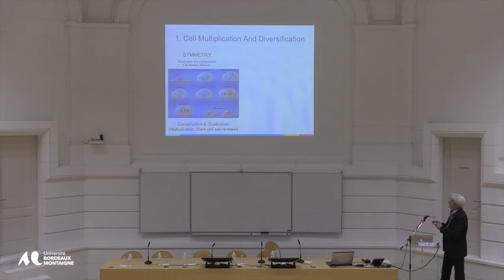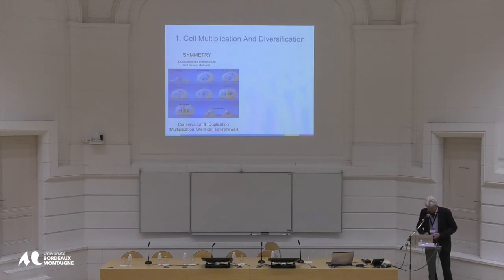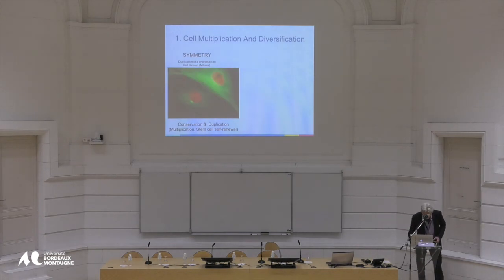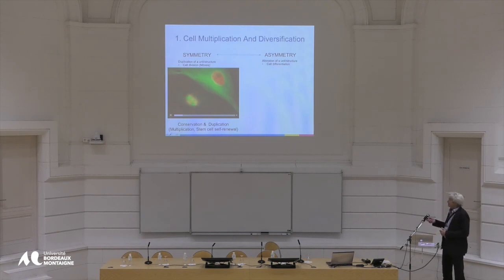So the symmetrical element in the duplication of a structure is simply mitosis. There you have a cell which goes through a complicated series of events to, at the end, generate two different cells. This process is essential for the conservation of species, for the duplication of cells, for the generation of multicellular organisms, and of course, particularly for the self-renewal of stem cells, which are also at the basis of the body. To give you a quick example, it's just to illustrate how cell division works.